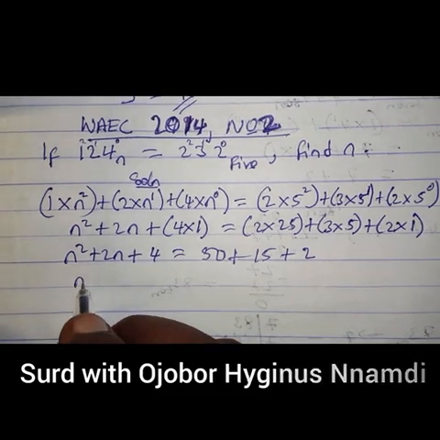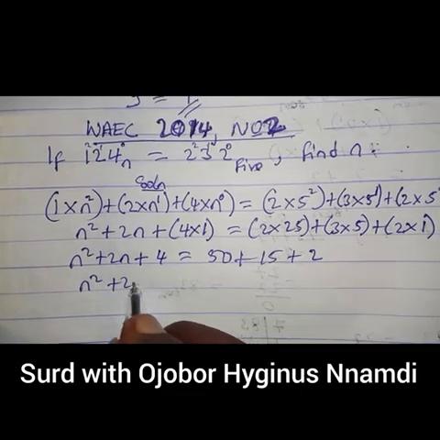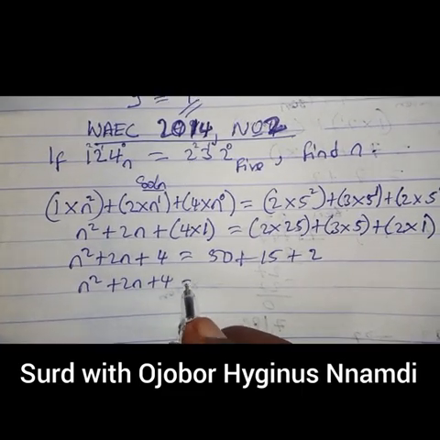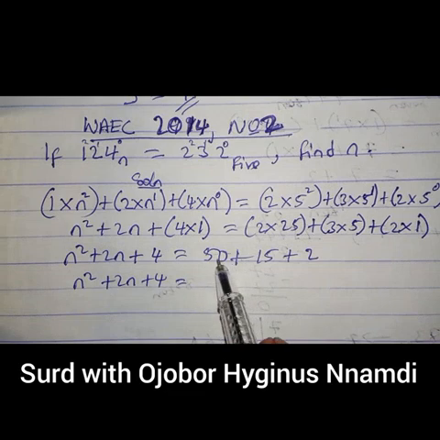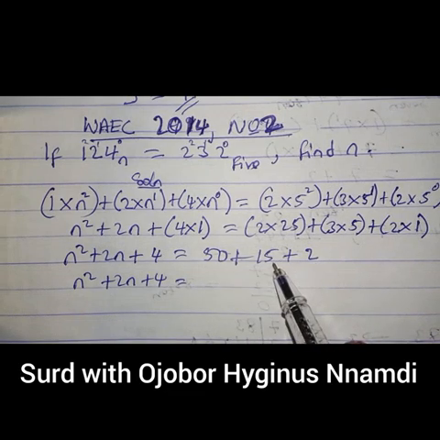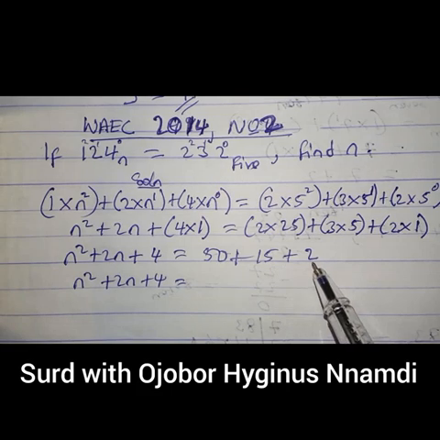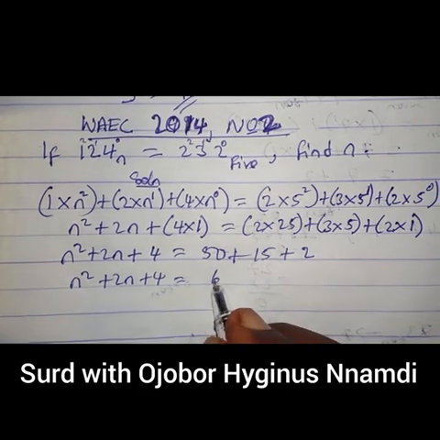Then we have n squared plus 2n plus 4 equals, because these are all constants, if you add it, you have 50 plus 15 is 65, plus 2 is 67.